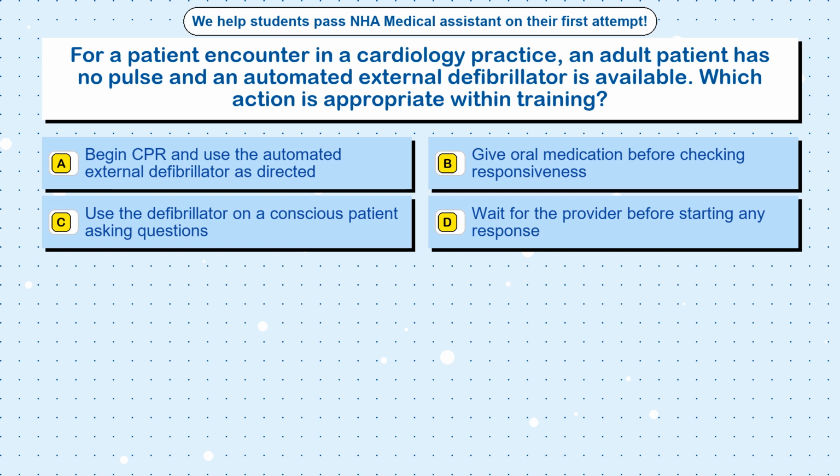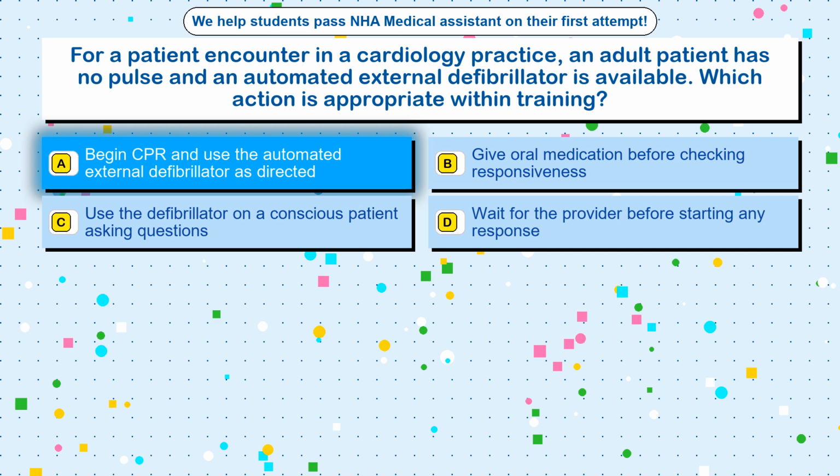Question 6. For a patient encounter in a cardiology practice, an adult patient has no pulse and an automated external defibrillator is available. Which action is appropriate within training? Option A, begin CPR and use the automated external defibrillator as directed. Option B, give oral medication before checking responsiveness. Option C, use the defibrillator on a conscious patient asking questions. Option D, wait for the provider before starting any response.